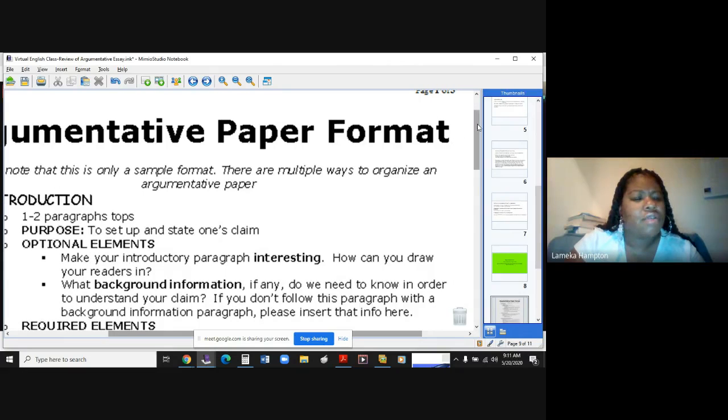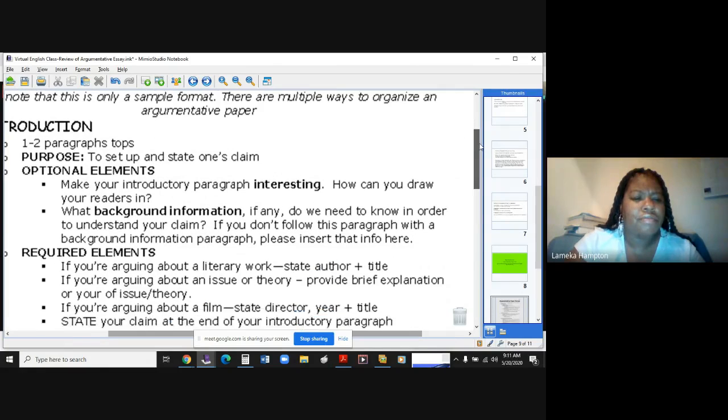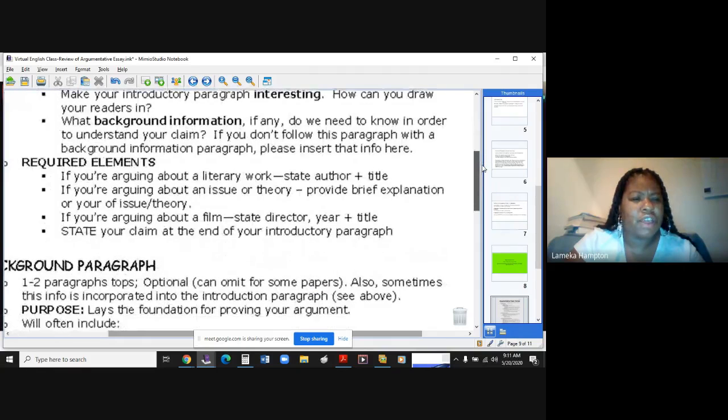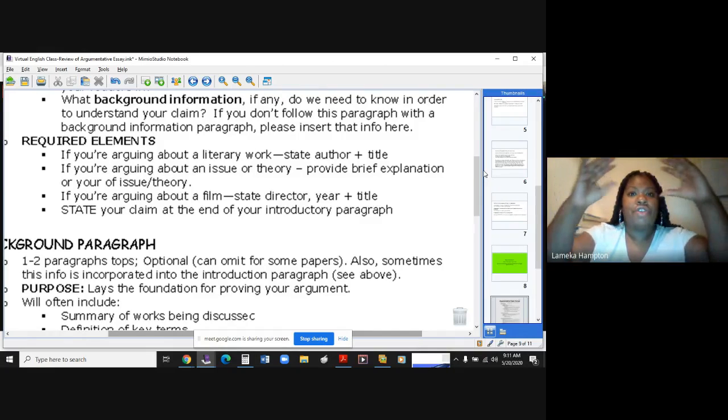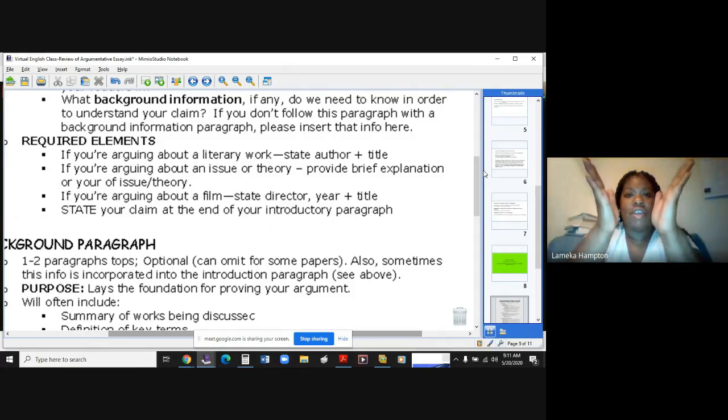All right. So now I'm going to scroll down here. Just going to skip a couple of things. What background information, if any, do we need to know? Again, that goes into the introductory paragraph. So it's kind of like a funnel. You're starting off general, and then you're narrowing it down to be specific. You're getting to your question and you're getting to your answer.